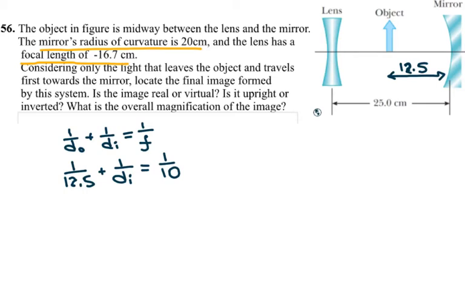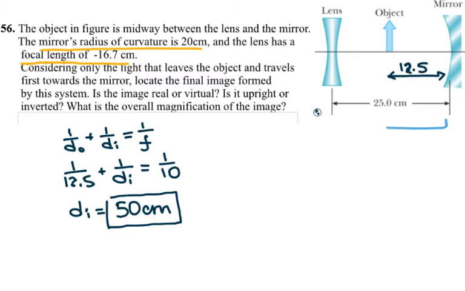If I do these calculations, I will find that di for the reflection from the mirror is going to be equal to 50 centimeters. That means it's going to be located on the left side of the lens, 25 centimeters away. So the image of the object is going to appear 25 centimeters past the lens. This distance is 50 centimeters. So the image is going to appear somewhere right here.